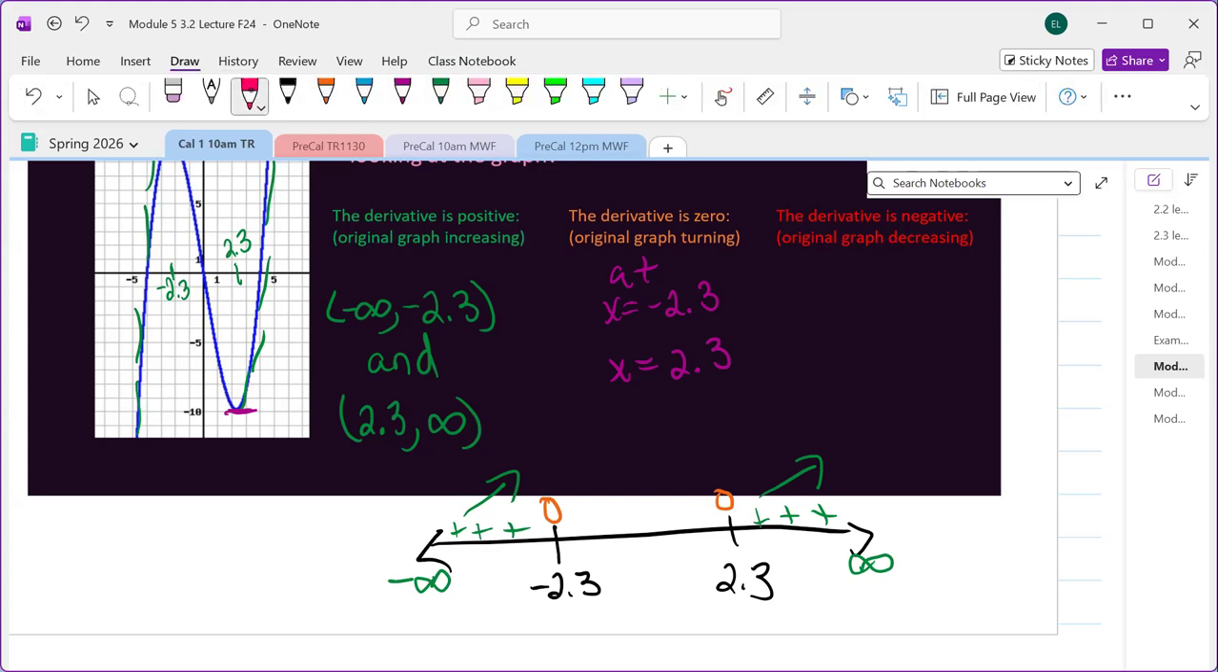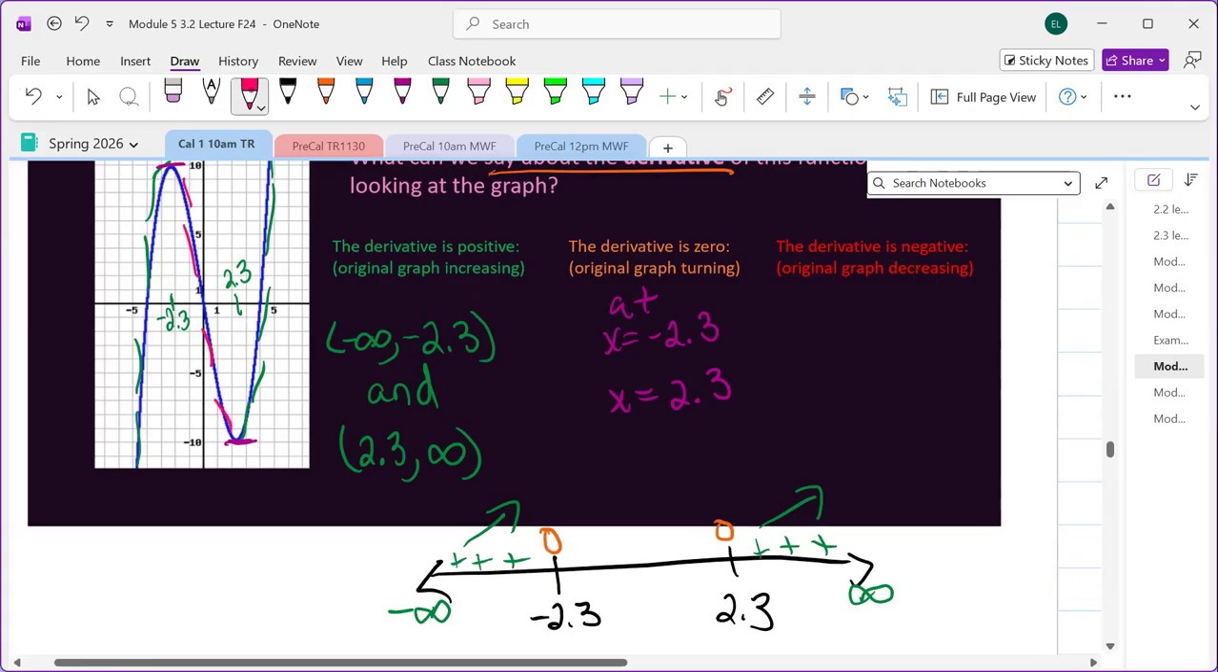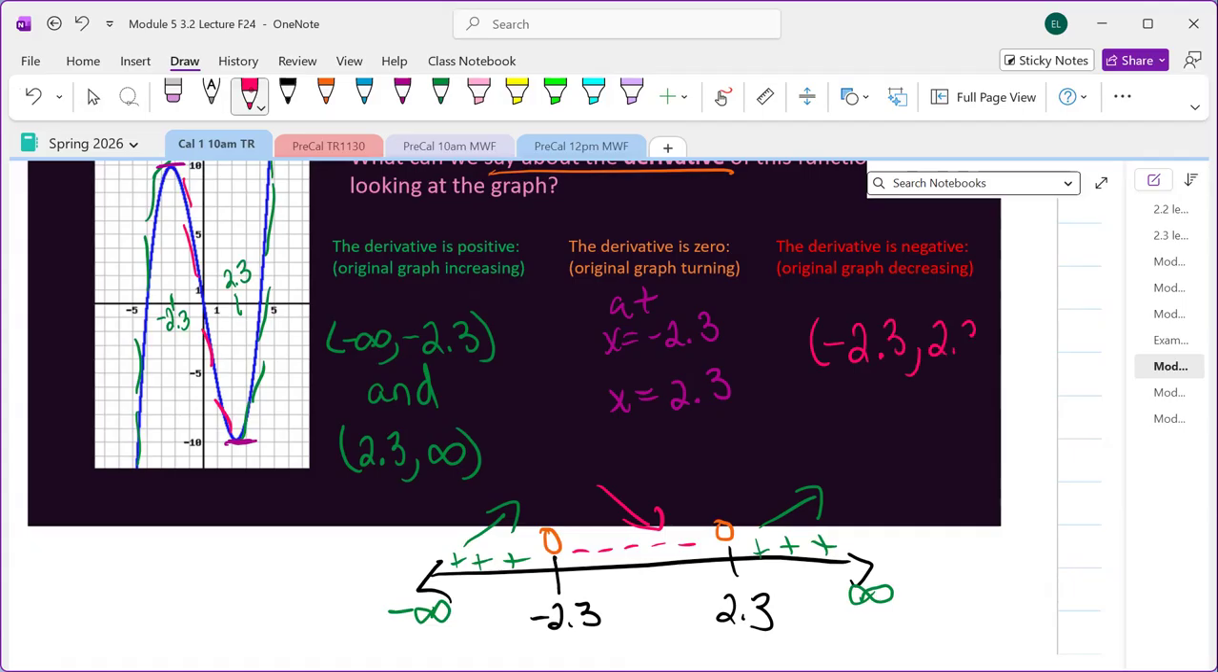All right, now our negatives are decreasing. That's where the graph is going down. We're swooping down on the crazy roller coaster. So I'll put little minus signs on my number line, and I'll sometimes put a downward arrow for that whole region. But this is decreasing from negative 2.3 to positive 2.3. And I'm writing the word interval under that to say that is an interval, not an ordered pair.